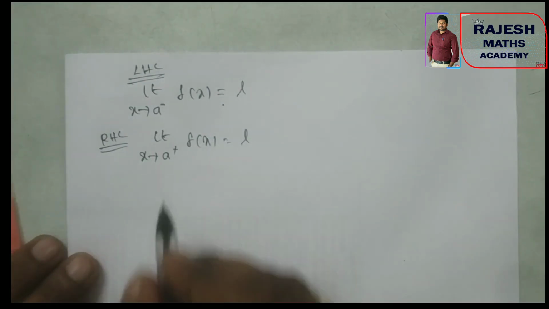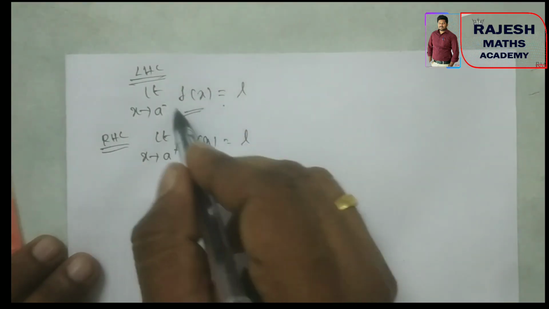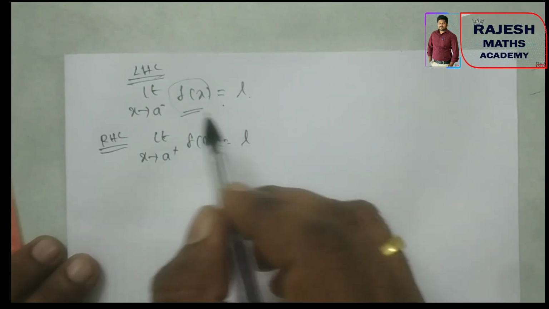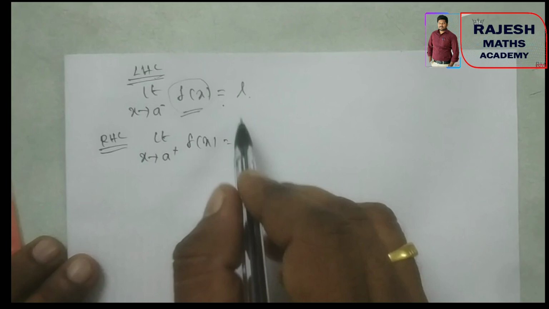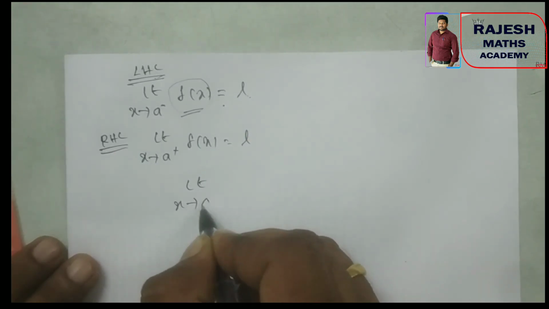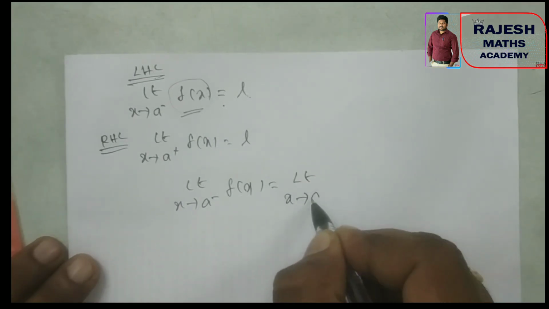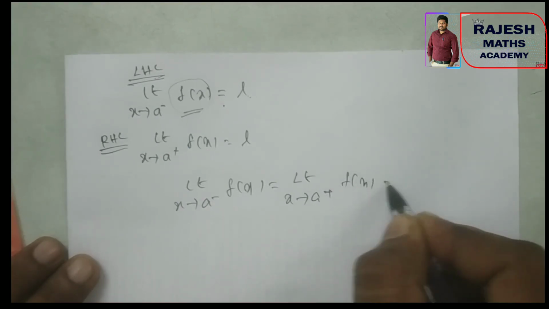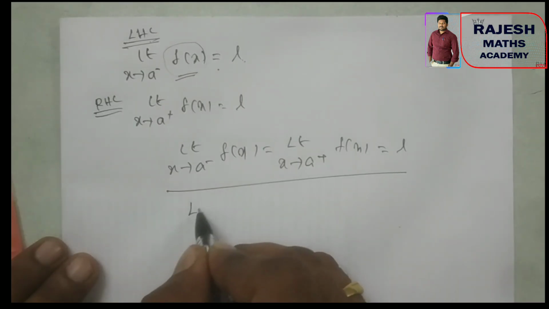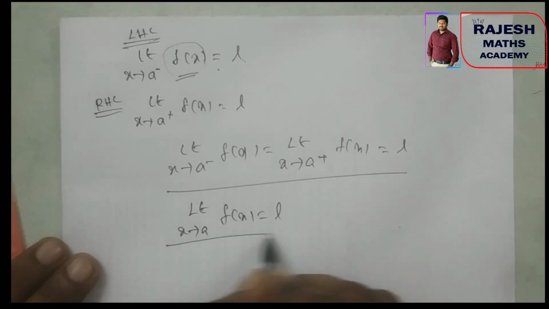If we want to find a function's limit f of x, the left hand limit must exist, the right hand limit must exist. After that they must coincide. In this case, limit x tends to a minus f of x equal to limit x tends to a plus f of x, both equal to L. So left hand limit equals right hand limit. So we can say that limit x tends to a, f of x equal to L.